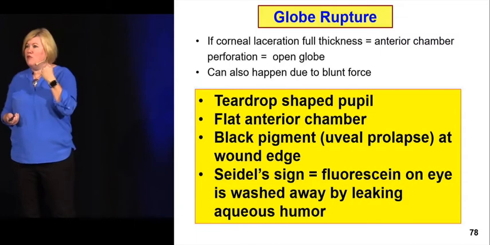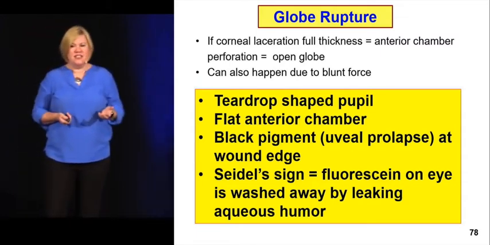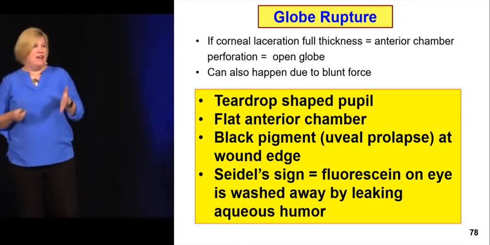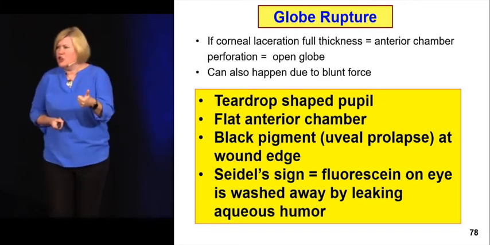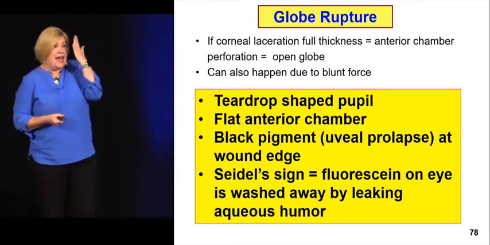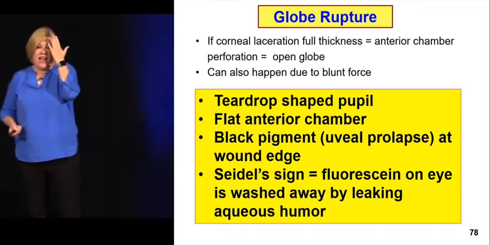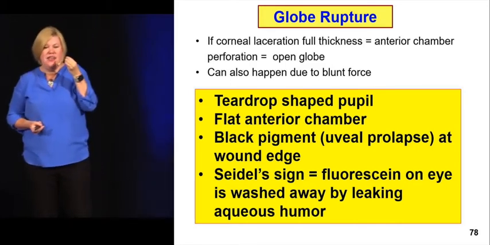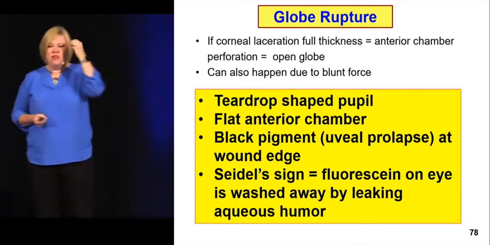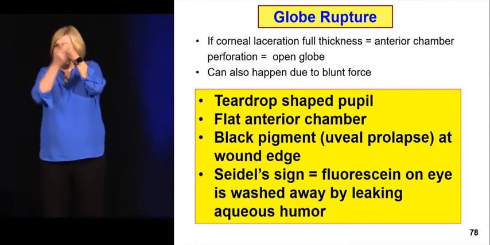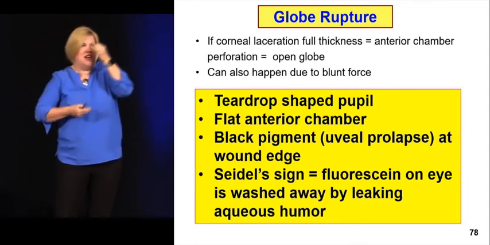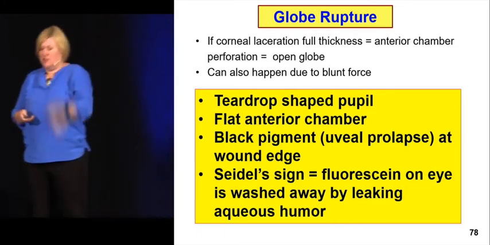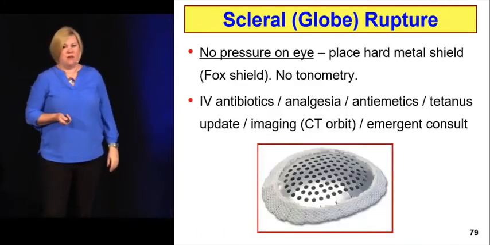It can happen from blunt force, it can happen from penetrating injuries, and there are a bunch of signs that we have to know about, and they're listed here. The teardrop-shaped pupil, the flat anterior chamber because the fluid's been spilling out, the black pigment, the uveal prolapse where the wound has happened, and the Seidel sign, where you put in the fluorescein and the aqueous humor is leaking out and washing it away, causing that river of aqueous humor. That's Seidel's sign. All of these things we have to be able to recognize.